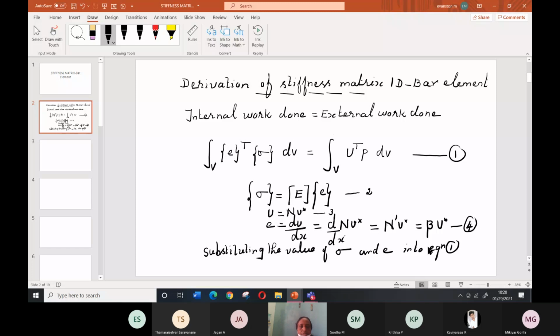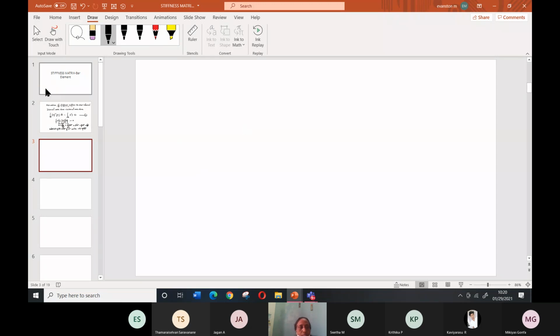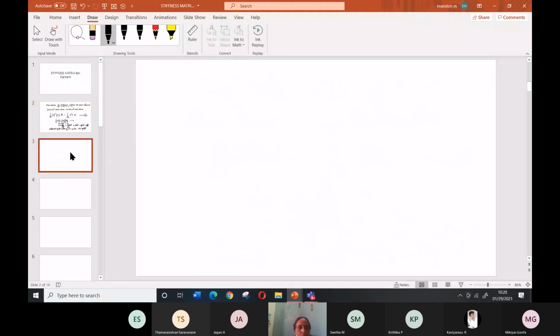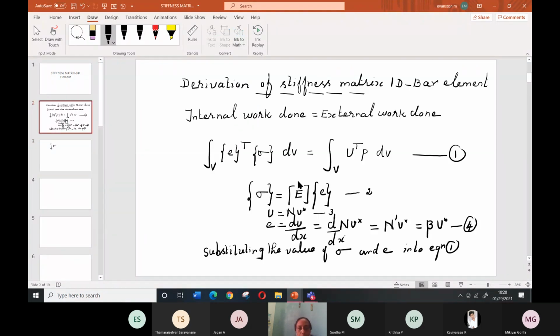What will you get from that equation? E is equal to beta into U star. I'm going to substitute everything in the first equation. So this is the first equation. Can you tell me the E value? E is equal to the integral over volume of beta into U star, that is, the transpose of beta and U star.